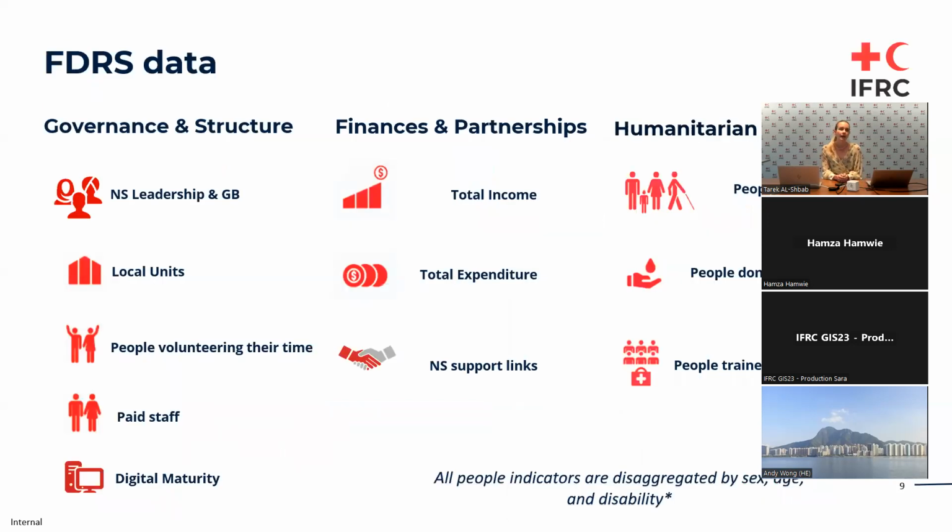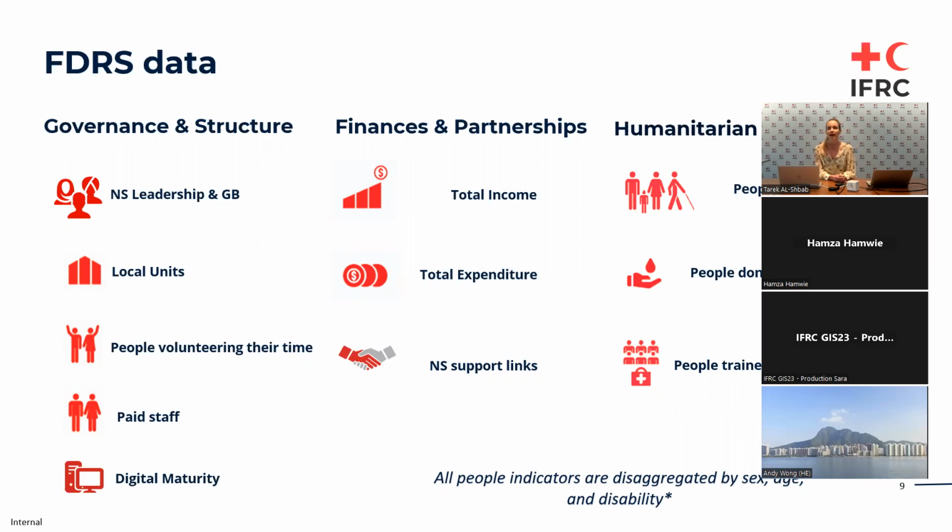So what types of data do we collect for our annual data collection? We really focus on 3 key sectors here. We focus on collecting data in governance and structure. In this section, we collect data related to how many paid staff the National Society has, how many volunteers, the number of local units, and what the digital maturity of the National Society is.